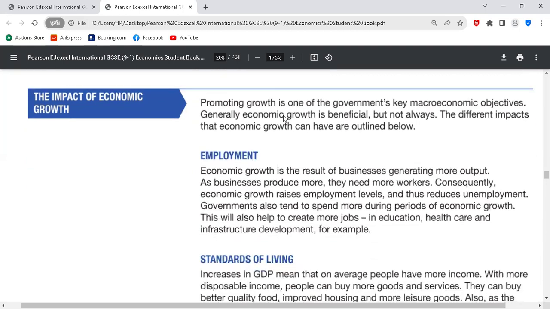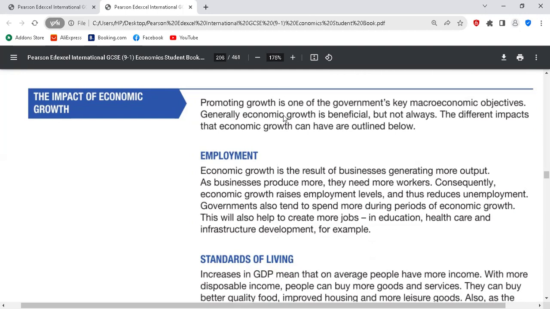The impact of economic growth. Promoting growth is one of the government's key macroeconomic objectives. Economic growth is one of the government's macroeconomic objectives. So, the different impacts that economic growth can have are outlined below.